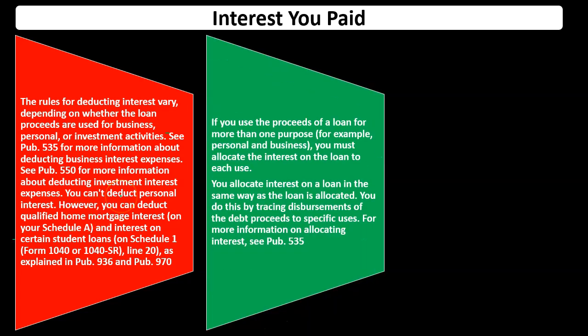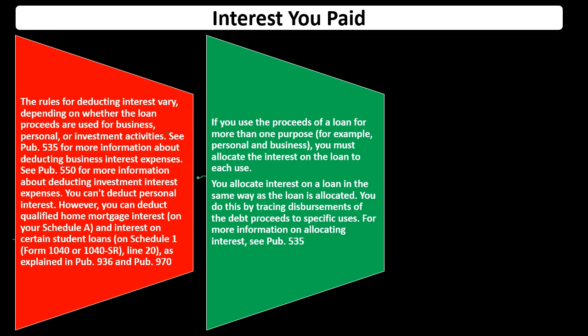And if you use the proceeds of a loan for more than one purpose, for personal and business, you must allocate the interest on the loan to each use. So you really want to try to keep everything as separate as possible. This is a business loan, this is a personal loan. Because then it'll be easier to think about whether the interest will be deductible or not.